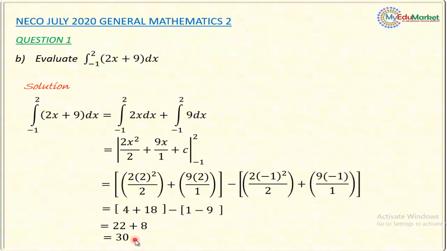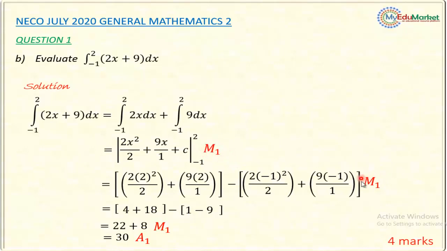What I'll just give you now is the mark distribution for this question according to the NECO marking scheme. The mark distribution is as follows. The very first mark is a method 1 mark, and that method 1 mark is for getting the integral of 2x plus 9 with respect to x. So integrating 2x plus 9 gives this method 1 mark.